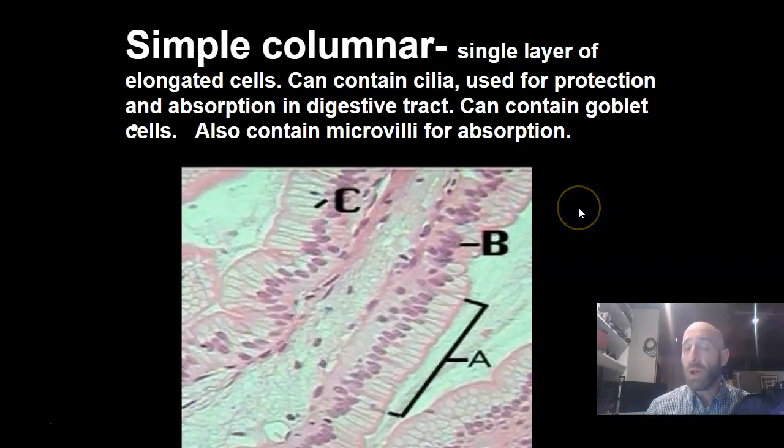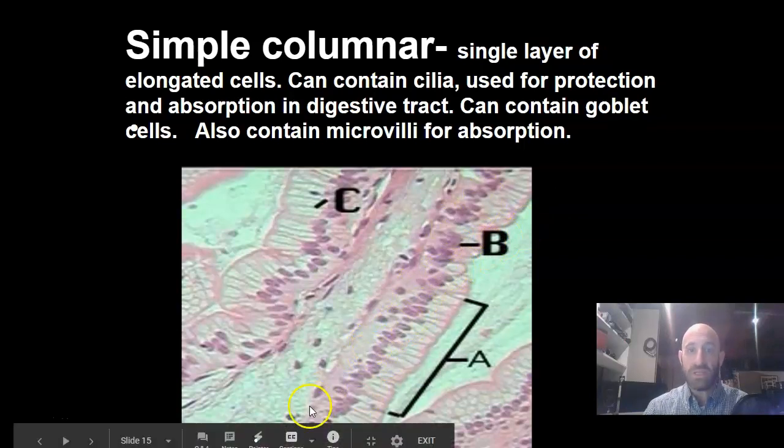So simple columnar is a single layer of column-shaped cells. So if you take a look at this image here, you can really see, I'm going to get my pointer here, you can see this would be the layer of cells. So this would be your basement membrane here. This would be the apical surface, the open area. This is your digestive tract. So this would be an image of your intestines. So this is what you'd be seeing here. This would be the basement membrane here and the basement membrane here, and this would be the connective tissue.